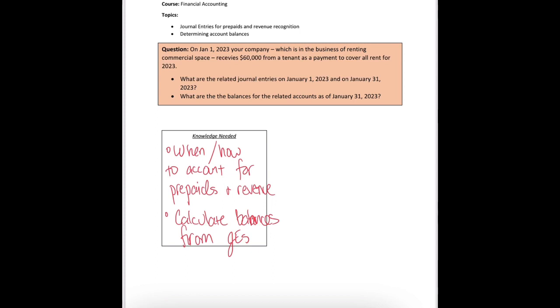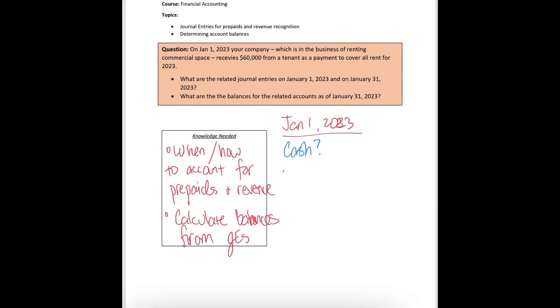So we see that the question is asking us to set up some journal entries for January 1st, 2023 and January 31st, 2023. So first thing I want to do is just understand, hey, what is the situation? And let's start with that first date of January 1st, 2023. I just want to understand, well, what exactly happened here? And I'll say for any time that we're trying to figure out journal entries, the first question I ask myself is, well, was there any cash involved? All right, and what happened with that cash? As we can see here, yes, there was cash involved on January 1st, 2023. We received $60,000 cash from this tenant.